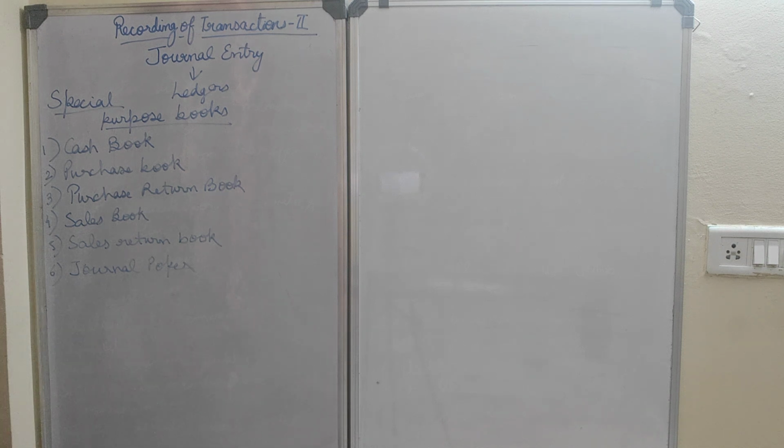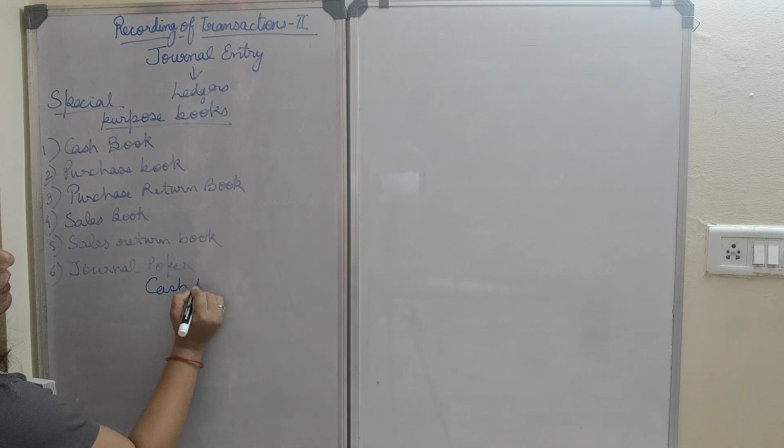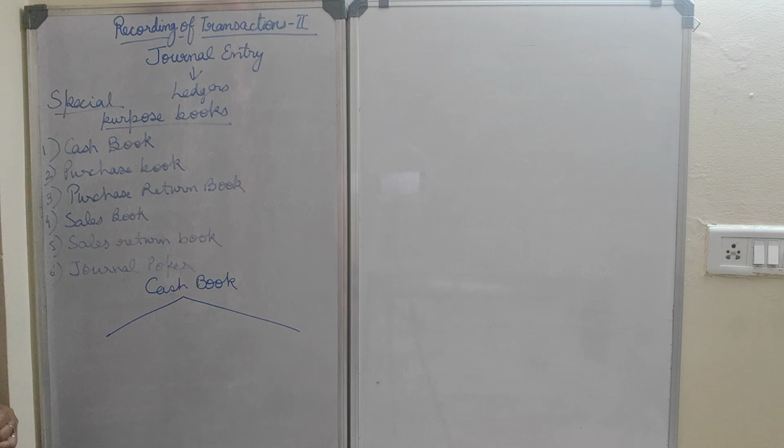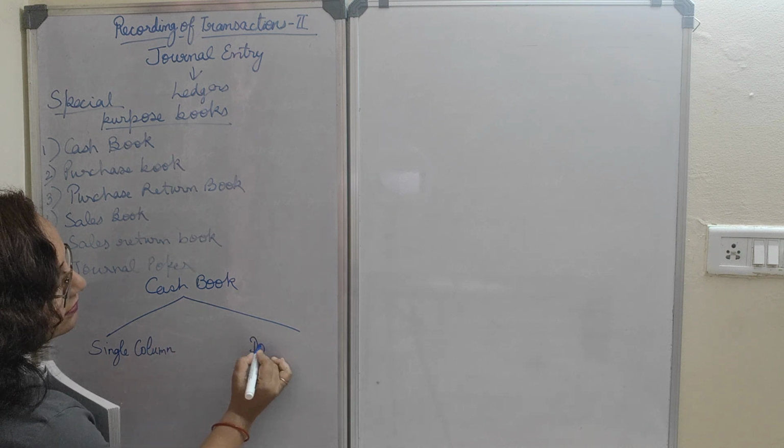So first we see the cash book. The cash book is categorized into two branches. Although there are three branches, in your syllabus you have only two. One is the single column and the other is double column.